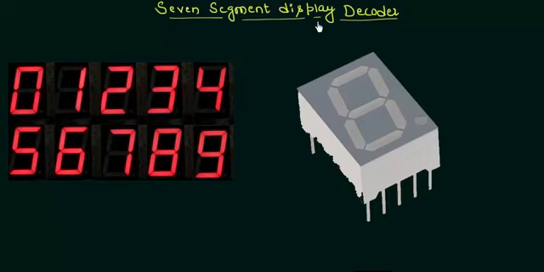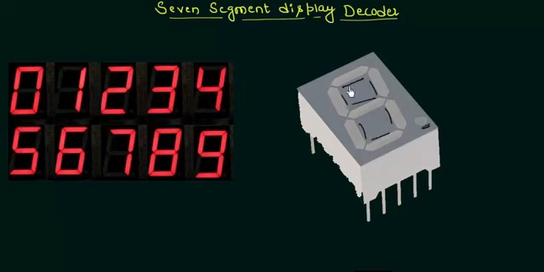Let's do the 7 segment display decoder in this presentation. On your screen you can see that there are two images. On the right hand side, the image shows you the actual display which you will get in the market, and there are 7 segments in this display. This is the first one, second, third, fourth, fifth, sixth and seventh, and also there is a decimal point here. All of the 7 segments and the decimal point are illuminated by LEDs.